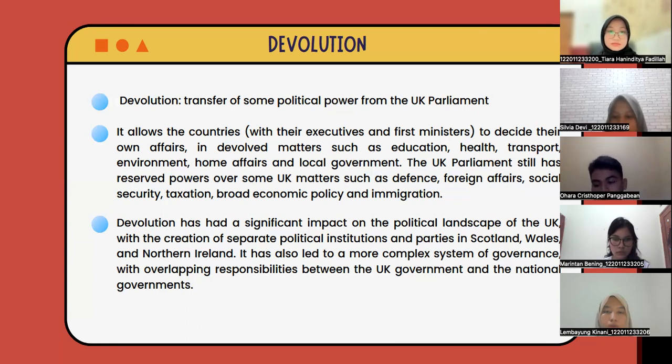This devolution has had a very significant impact on the political landscape of the UK, with the creation of separate political institutions and parties in Scotland, Wales, and Northern Ireland. It has also led to a more complex system of governance with overlapping responsibilities between the UK government and the national governments.